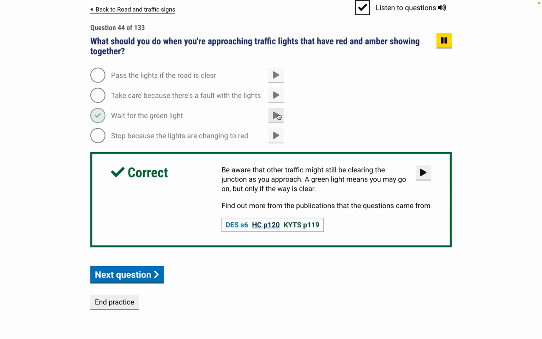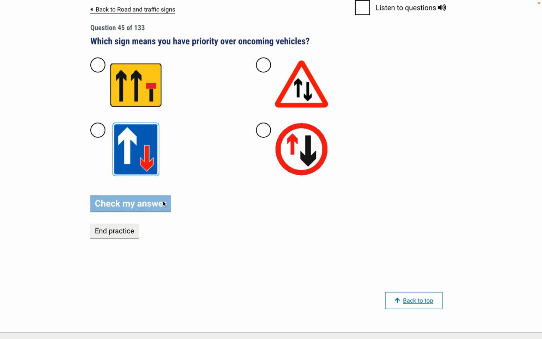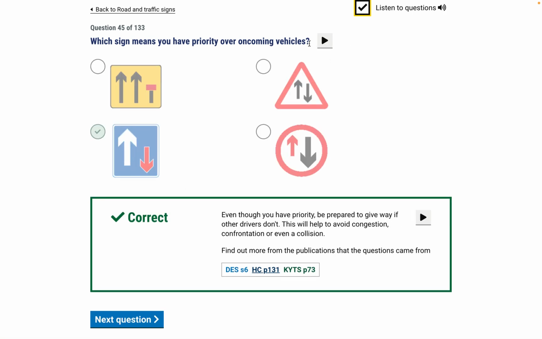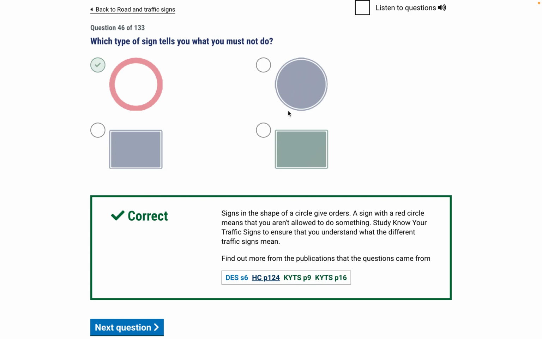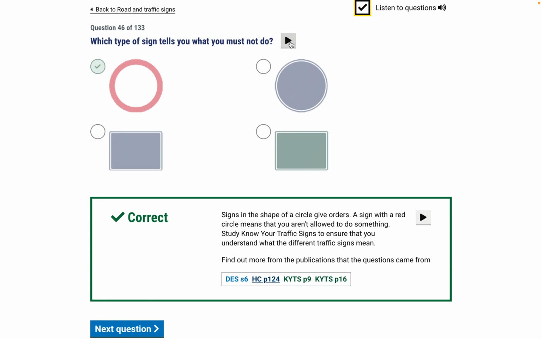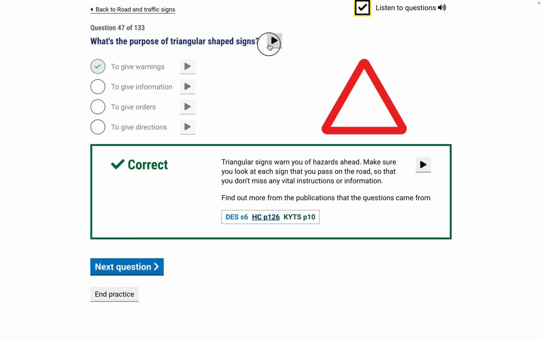What should you do when you're approaching traffic lights that have red and amber showing together? Wait for the green light. Which sign means you have priority over oncoming vehicles? Which type of sign tells you what you must not do? What's the purpose of triangular-shaped signs? To give warnings.